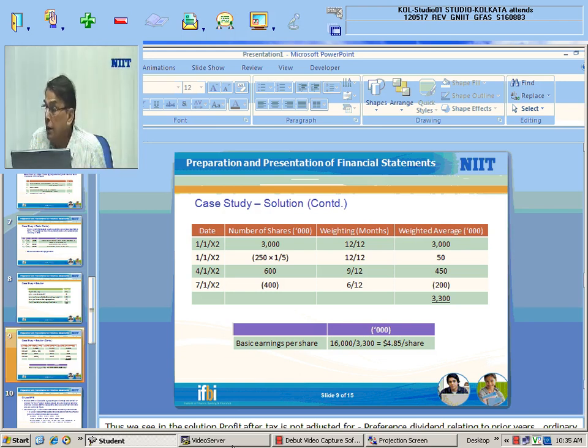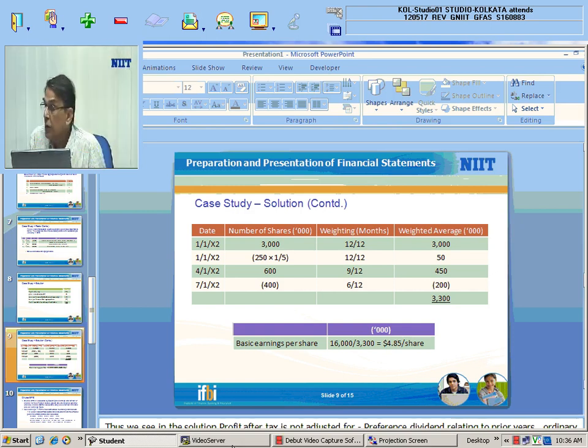And on 1st of July, the company bought back 400,000 shares, repurchased 400,000 shares. So that is a reduction in the number of shares. This gets a weightage of 6/12 because the event took place on 1st of July, in the middle of the year. So when you multiply 400 into 6/12, we get minus 200. So the weighted average number of ordinary shares is 3,000 plus 50 plus 450 minus 200, so 3,300 is the weighted average number of ordinary shares issued and outstanding during the accounting period.